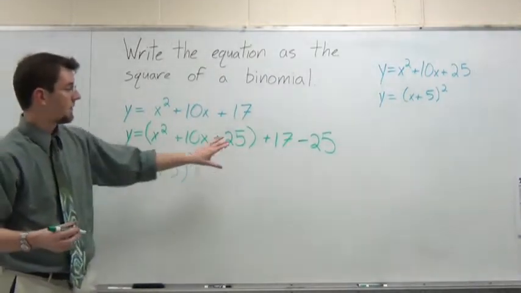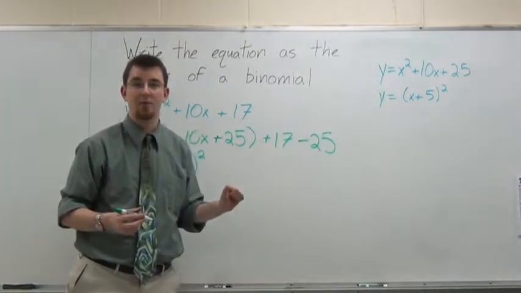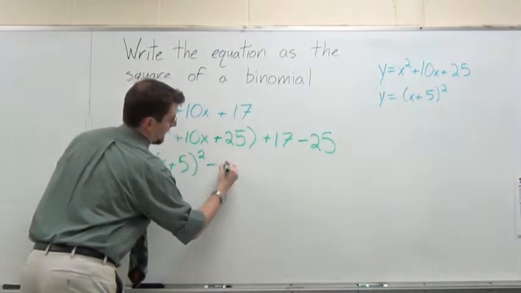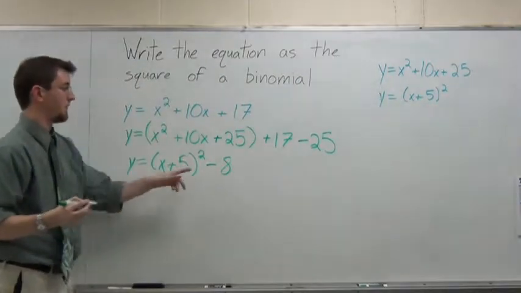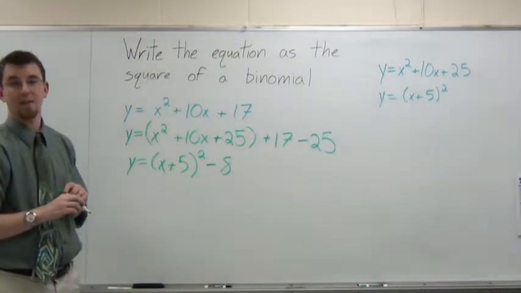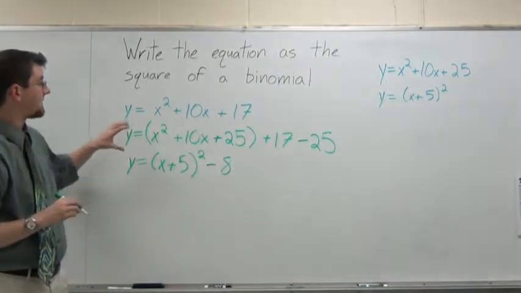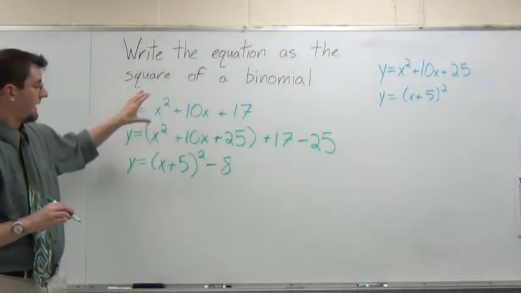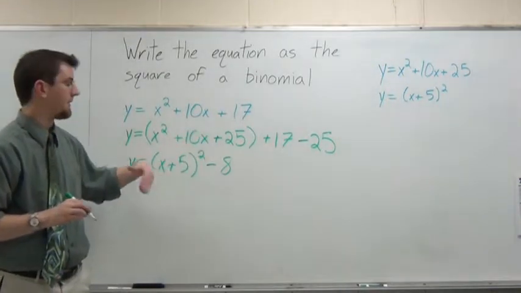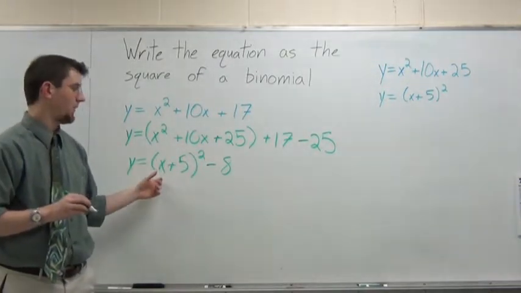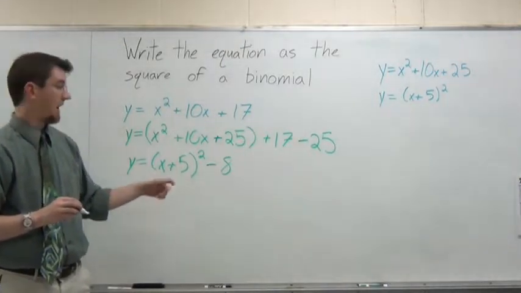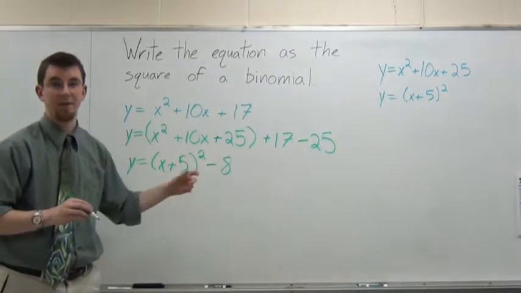Now I have plus 17 minus 25. I need to account for that, and I'm going to go ahead and combine those. Positive 17 minus 25 is minus 8. So now I've taken this equation and written it as an equation that has a binomial squared. And this is going to be very helpful for solving using the square root method. It's now written in vertex form. I know that the vertex is -5, -8.